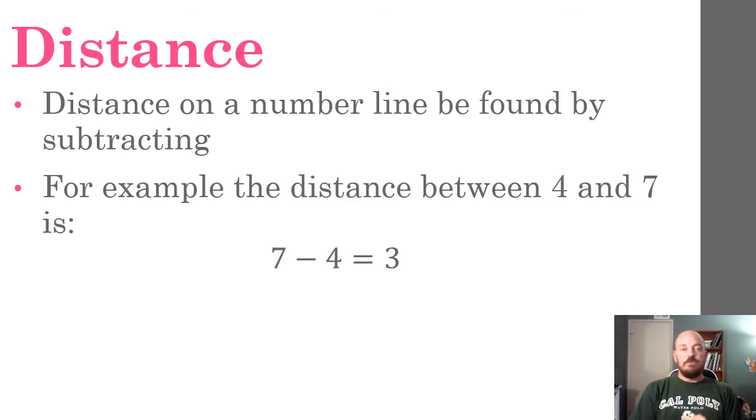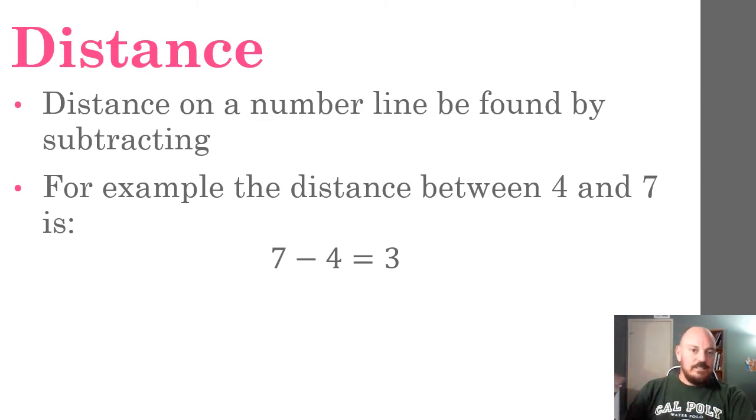So for example, if you're dealing with two positive numbers and you do the bigger one minus the smaller one, it's a real simple concept. If I said on the number line, what's the difference between 4 and 7, and you did 7 minus 4, you get 3. Those numbers are 3 spaces apart. Very, very simple.